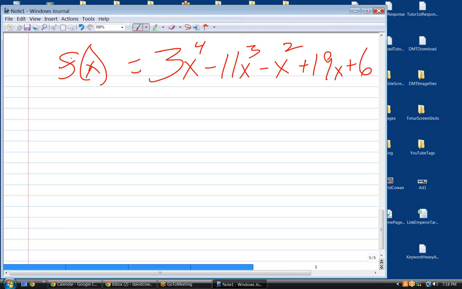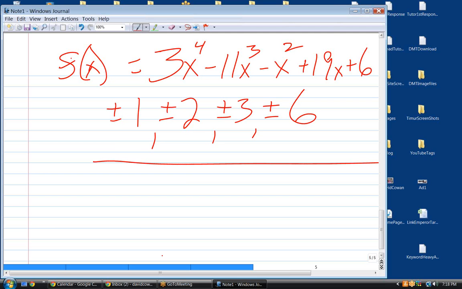What are all the possible rational factors? Plus or minus 1. Plus or minus 2. Plus or minus 3. Plus or minus 6. Okay, that takes care of the numerator. And plus or minus 1. And plus or minus 3. Or you said 1 and my hand wrote 1.